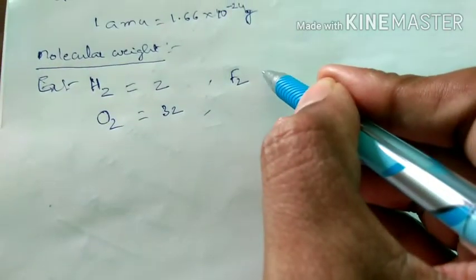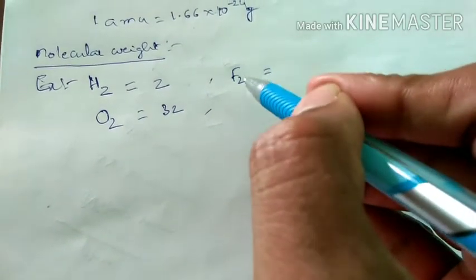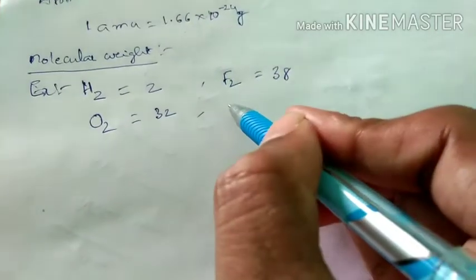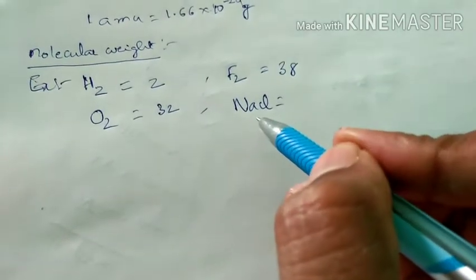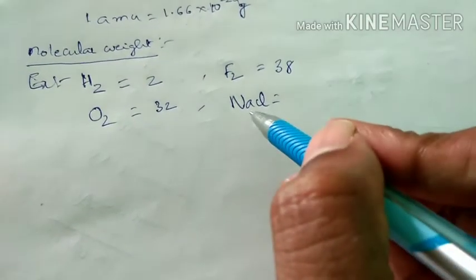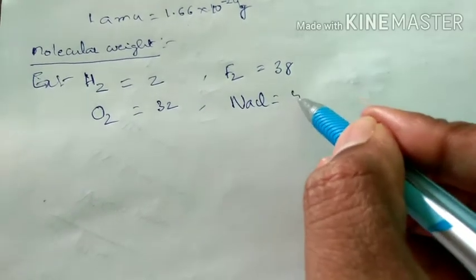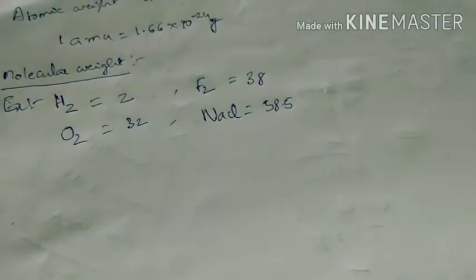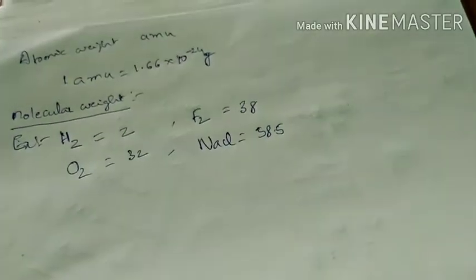Next, F2. This is also a molecule. For one fluorine 19. But here two fluorine atoms are there because this is a molecule. So how much? 38. Next, NaCl. Molecule. Two atoms are there. For Na 23. For Cl 35.5. Total 58.5. All these are what? Molecular weights. All these are molecular weights of particular molecules.